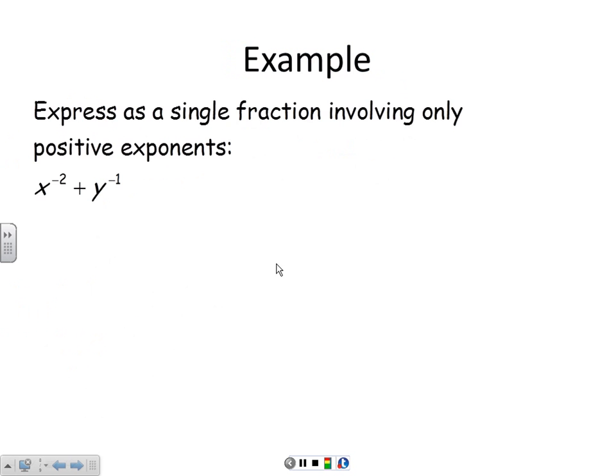Okay, so the last thing we're going to talk about is how to express as a single fraction involving only positive exponents. So why is it that we're talking about that this is even a fraction? Because it doesn't look like a fraction. Well, remember I told you if you have negative exponents, you are looking at a fraction. So you can go ahead and make fractions out of these. Now, we have the sum of 2 different terms. So these are 2 separate terms. So we're adding fractions. So it's going to be 1 over x to the positive 2 plus 1 over y to the positive 1.